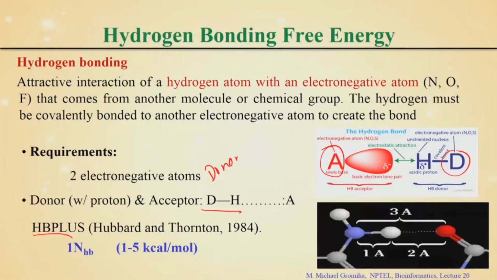So, approximately we can put 1 kilocalorie per mole. Actually, for hydrogen bonds you can have 1 to 5 kilocalorie per mole. So, to approximate, we put 20 kilocalorie per mole for the different situations, and then you can calculate the total energy in a protein due to hydrogen bonds.